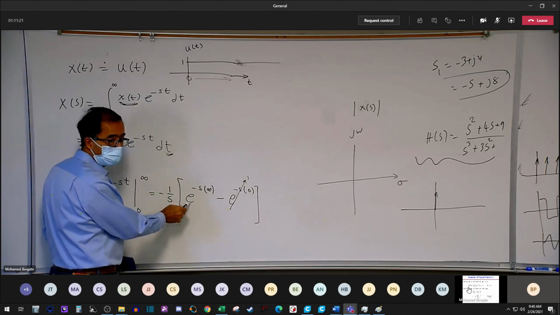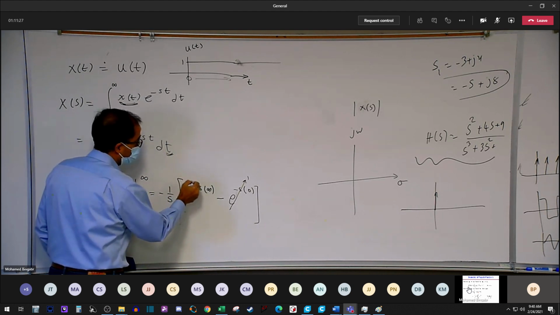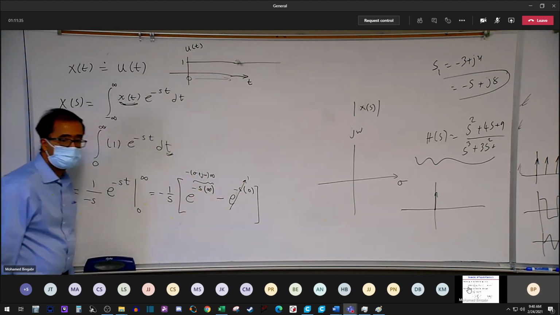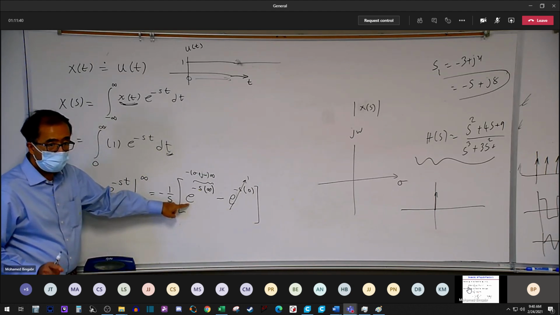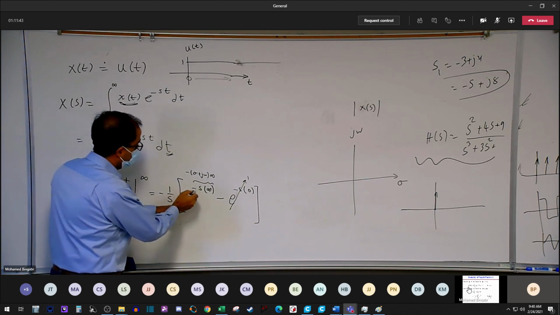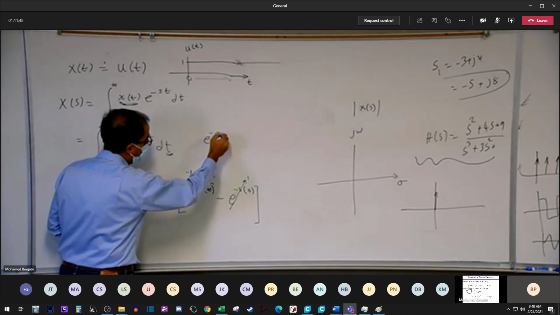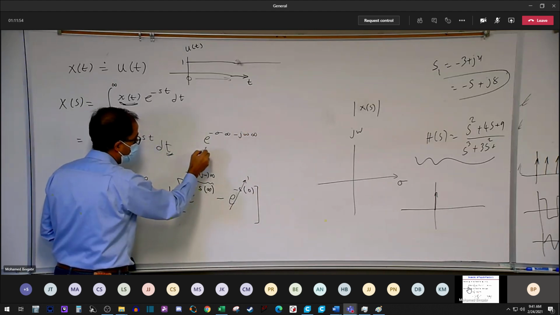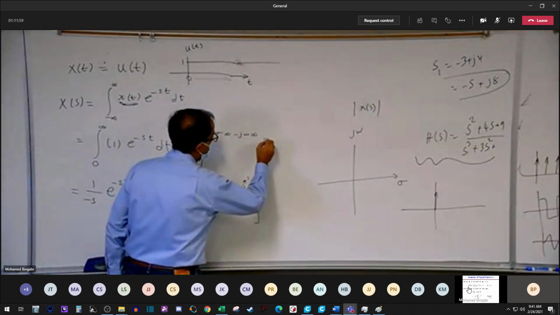Now we have a problem. We have to be careful. Here, look at the following. I can rewrite these as the following: e to the minus sigma plus j omega, times infinity. This will go to 0 only if what? I can rewrite the whole thing here: e to the minus sigma times infinity, times e to the minus j omega times infinity. So this can be written like this. Now this equals 0 only if what, guys?